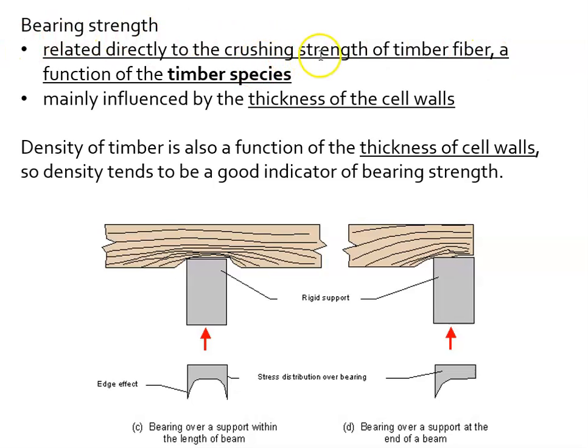So bearing strength and crushing strength are kind of synonymous, and they are related to the timber fibers, which is a function of the species. All right, so going back to that chart, that would be talking about the density, basically. And it's basically influenced by the thickness of those cell walls. So density of timber is also a function of the thickness of cell walls. So density is a good indicator of bearing strength. Okay, so the more dense, again, going back, we were talking about the hickory, a very dense wood, would be much less likely to be crushed than the Douglas fir, for instance.